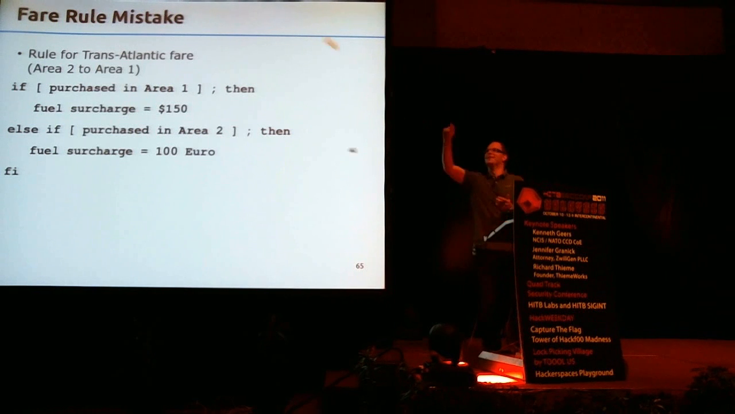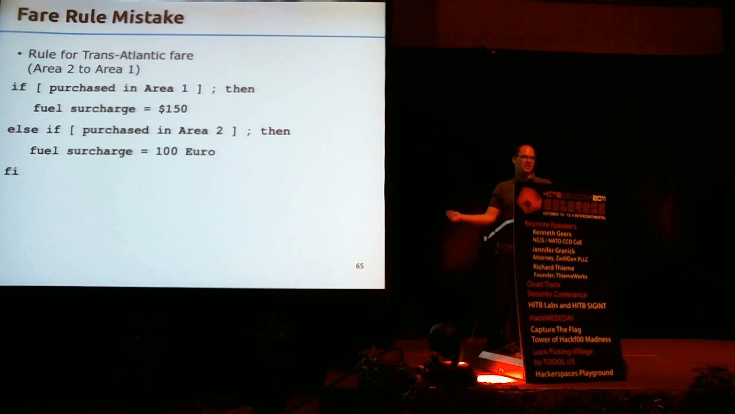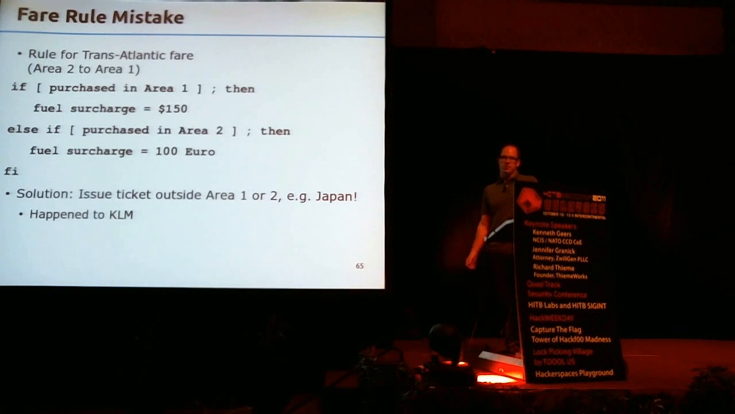You have a winner. There you go. He obviously said Area 3. Japan. Just go to Japan, buy the ticket in Japan, and KLM has a nice website. On the KLM website, you just change the country to Japan, and you're going to save on fuel surcharge. You just save 100 euros, 150 bucks, depending on how you look at it.